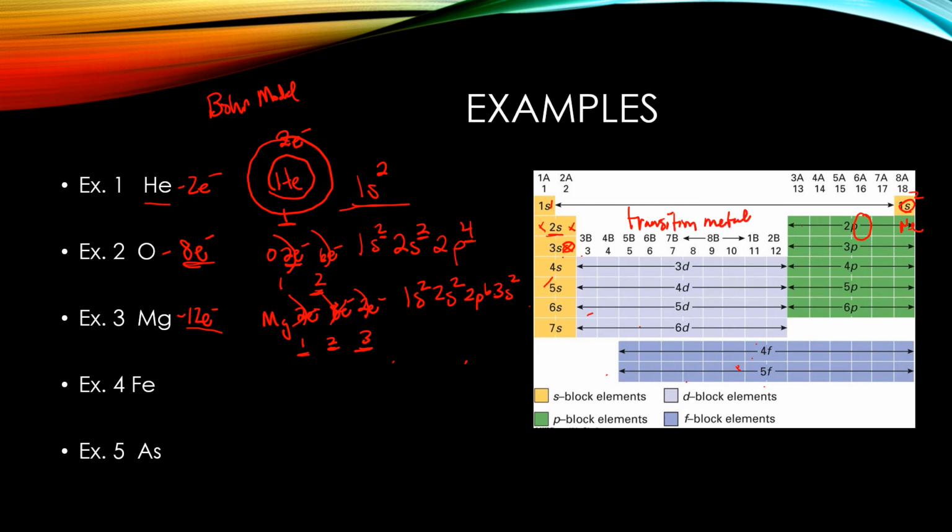And so now we're going to introduce the D sublevel into this. So if you find iron, it should be element number 26. You should find it right here in that section. So it has 26 electrons.